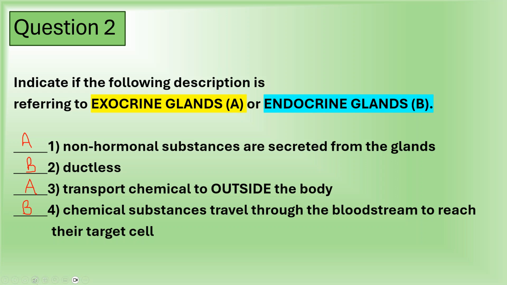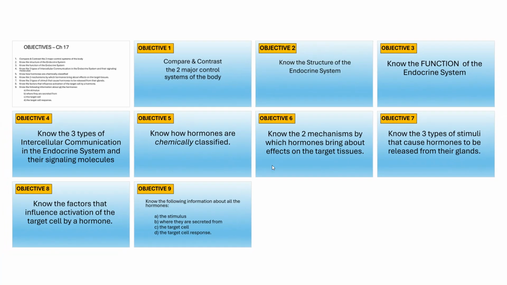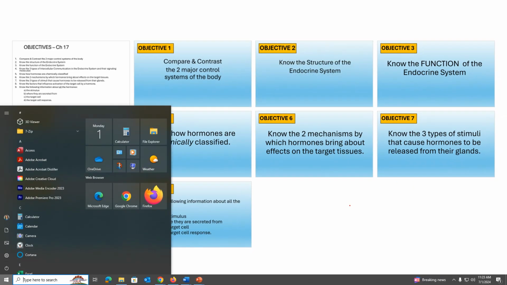Number 3, transport chemicals outside the body. Well, that's exocrine glands. So again, if you remember outside, exo, it's kind of what that word means. And then chemical substances travel through the bloodstream. So basically, they're staying inside the body to reach their target cell, endocrine glands, endo, letter B. And that concludes Objective 2 from Chapter 17.